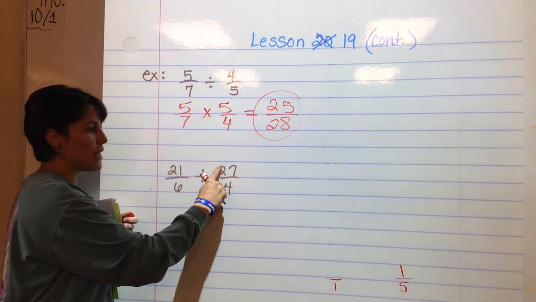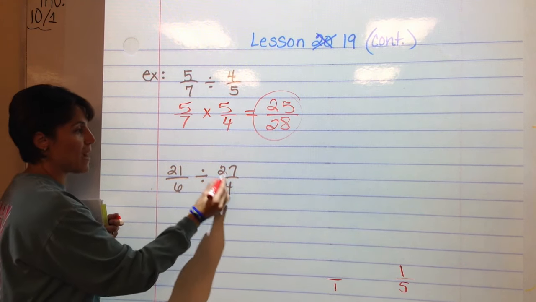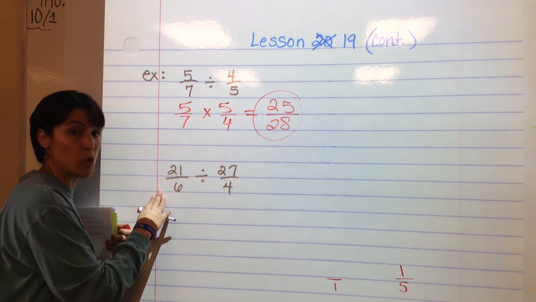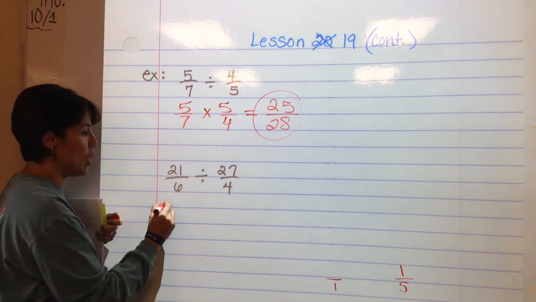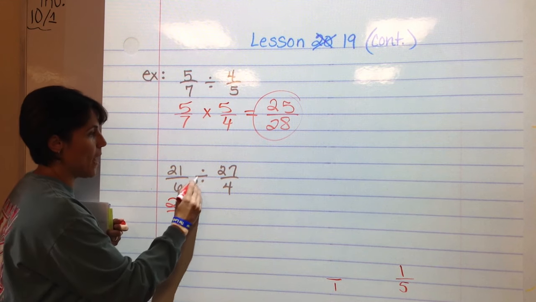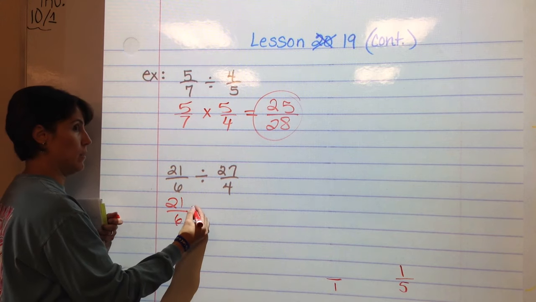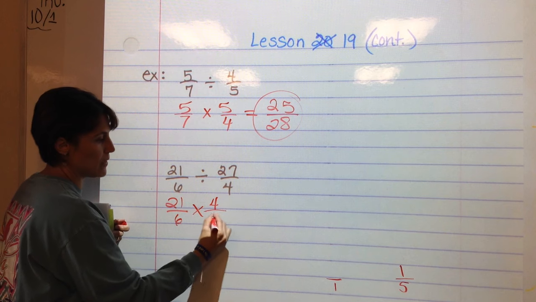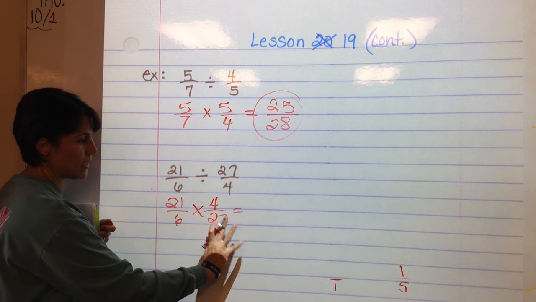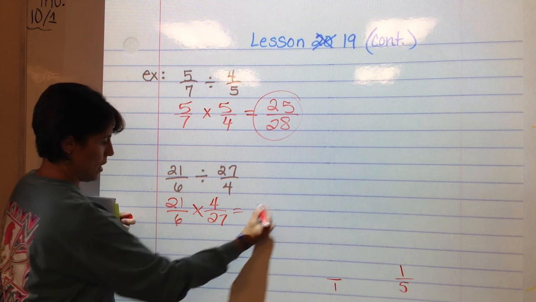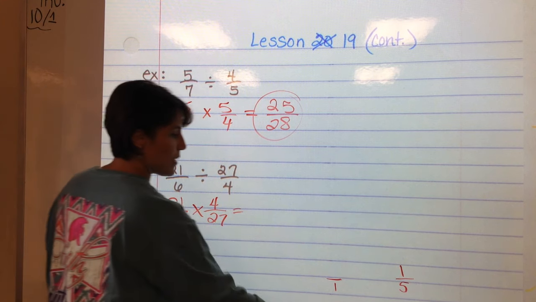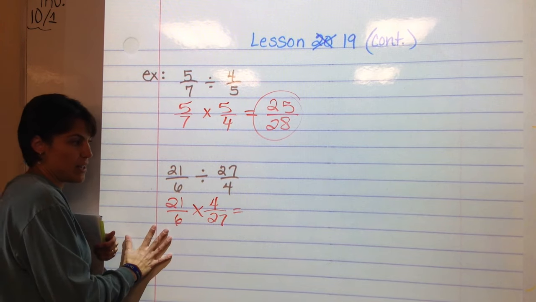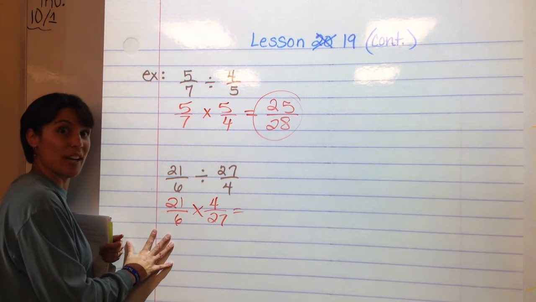This one, 21/6 divided by 27/4. To divide by a fraction, you must multiply by the reciprocal. So you have to rewrite the problem every time. Don't skip this step. So 21/6 divided by 27/4. To divide by a fraction, you must multiply by the reciprocal. So you flip the second one. You end up multiplying to get your answer to a division problem. Who wants to simplify before? I do. Bring this to class. Let's see how you did. We'll check it. All right.